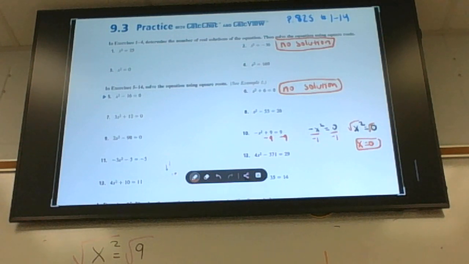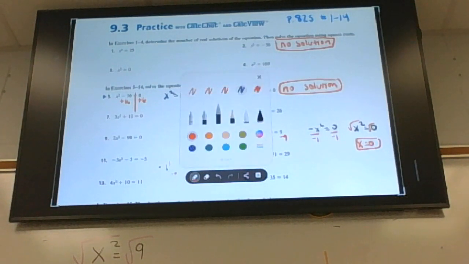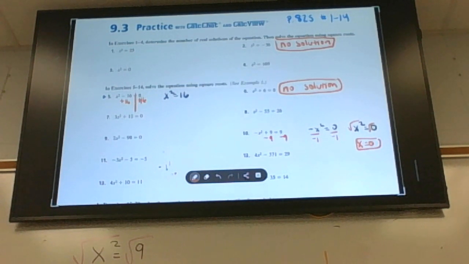Let me show her. First, I would add 16 over, and I get x squared is 16. Are you with me there? And then I'm going to square root both sides. And this gives me x is plus or minus 4. That's the real work she's showing. This one? Yes, it is.